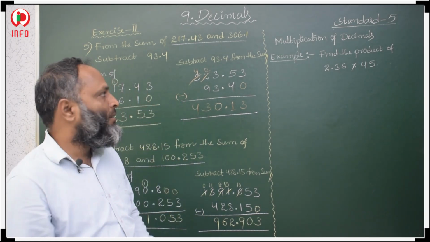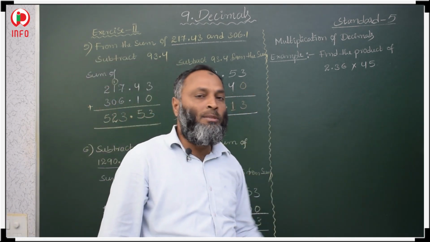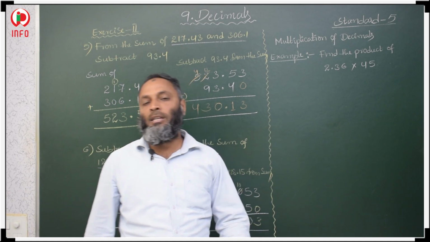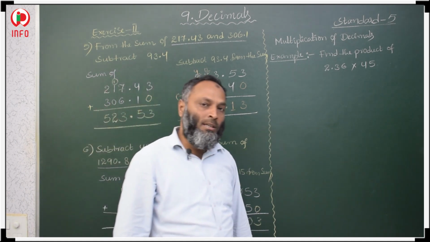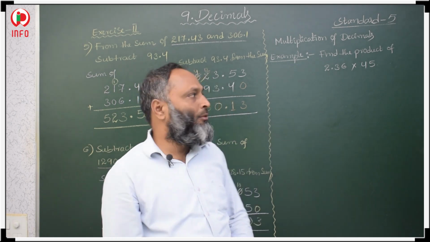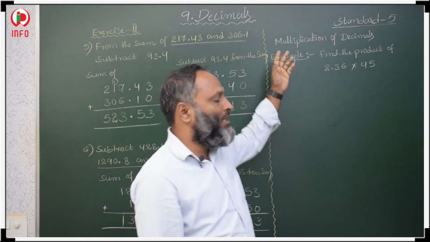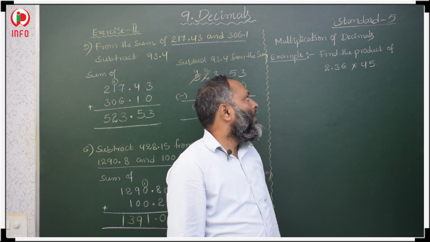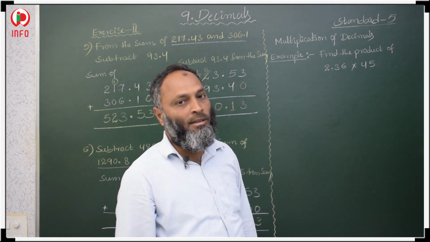Okay. This is about the second exercise. Second exercise is based on comparing quantities, comparing decimal numbers, addition and subtraction concept. Okay. The next concept, so we are moving towards another concept, that is multiplication. When decimal numbers are given, then how to multiply. So this is our next concept.